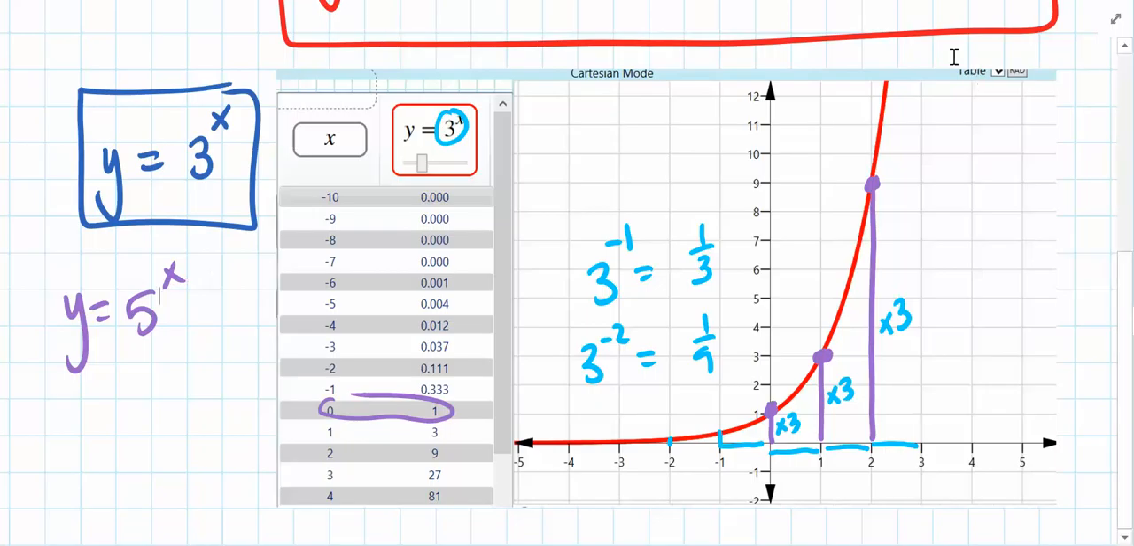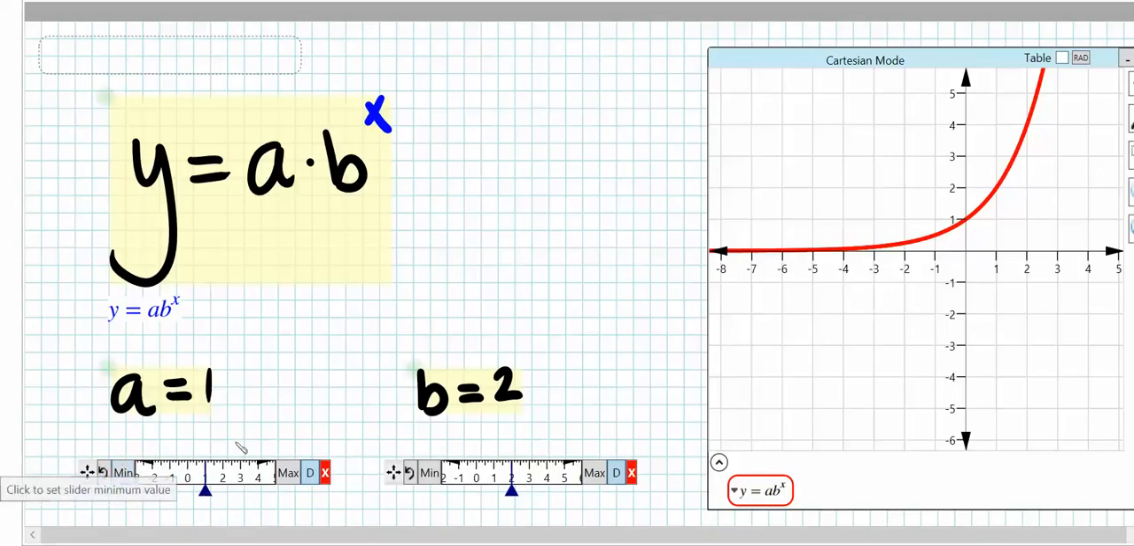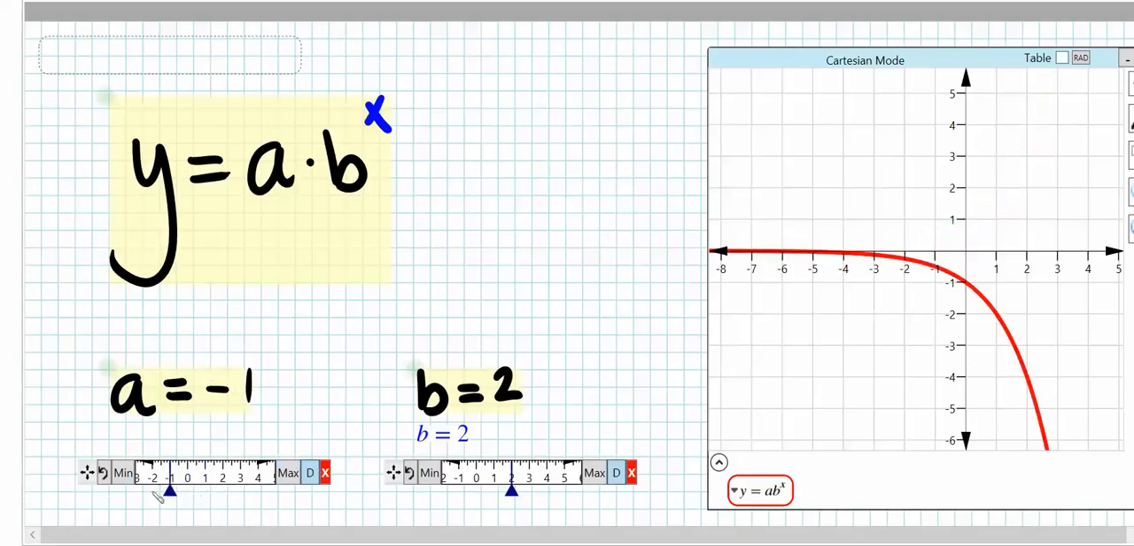So what I've given you here is a generic a times b to the x. This is a generic exponential function. The value of a is 3, so I'm going to set the value of a back to 1 because that's going to be our general function. And b is set to 2, so this is the function y equals 2 to the x. What happens to the graph when I make a a negative 1, a negative value? What do we see?